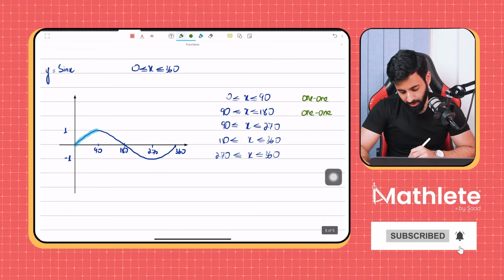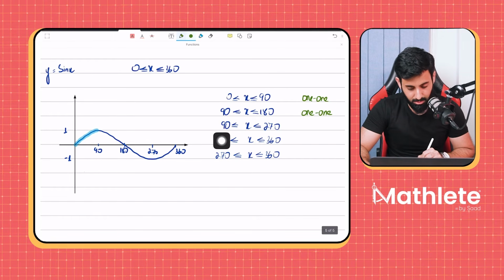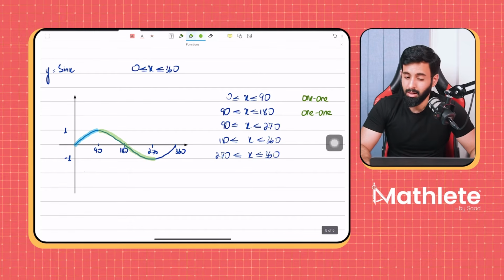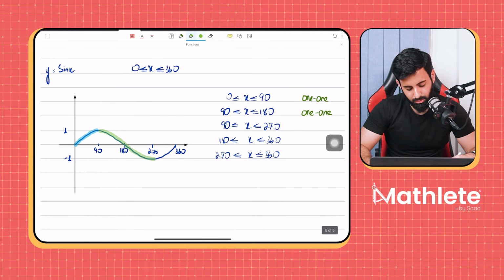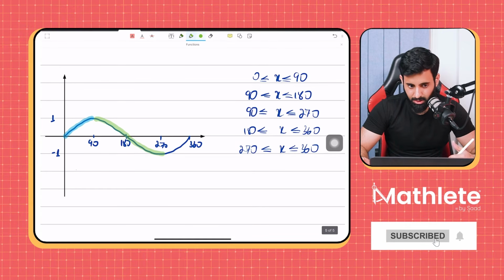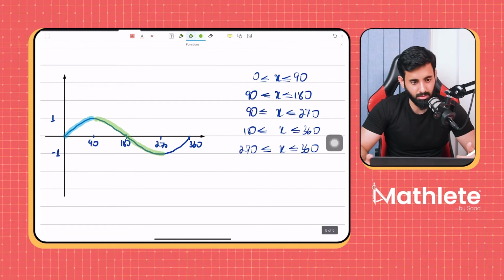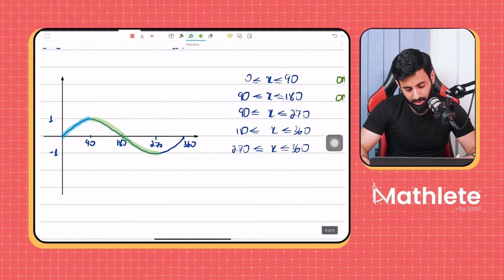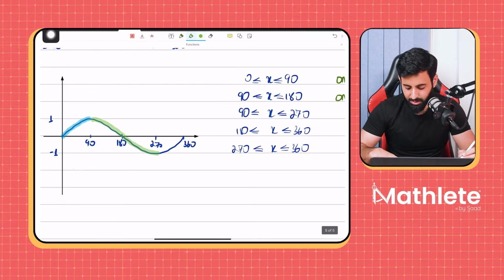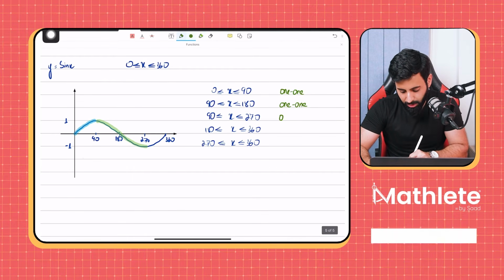What about from 90 to 270? What does that mean? 90 to 270 means that this is what we're looking at. Is it a many-to-one function? Are you sure? What is it doing from 90 to 270? Is it increasing? Is it decreasing? Or is it doing both? It's only decreasing. It's not doing both from 90 to 270. It is only decreasing, which means it's a one-to-one function.